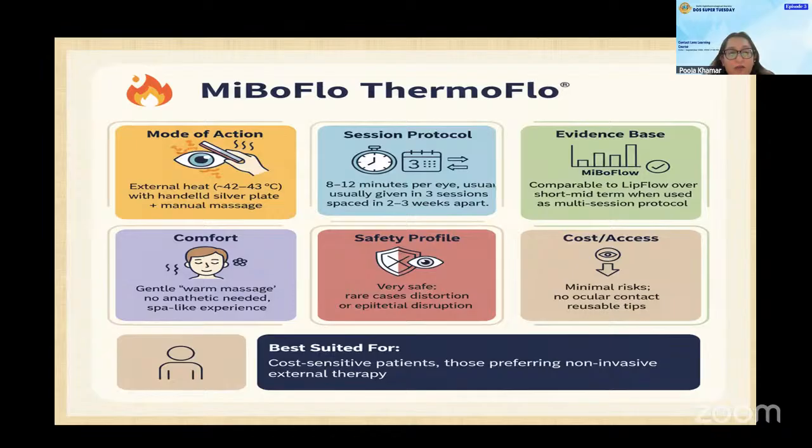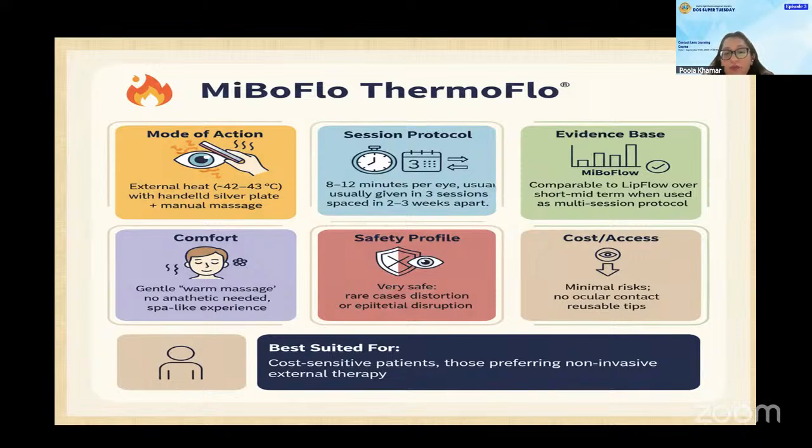It's a gentle warm massage where no anesthetics are required, so you actually feel like a spa-like experience. It's very safe. Rare cases of epithelial disruption, but it has not been noted in our experience. But the good thing is it's a very cost-effective treatment because it has no consumables or licenses. So it's a very cost-effective treatment.